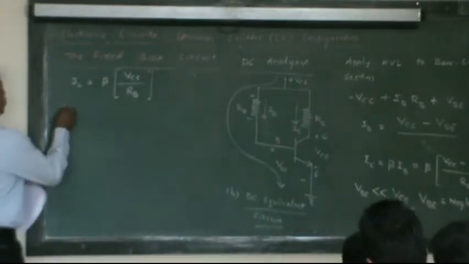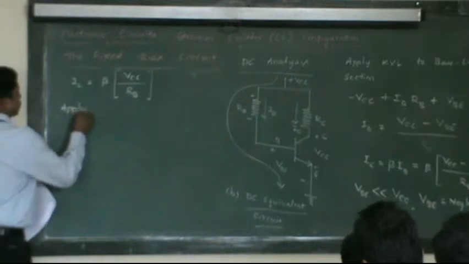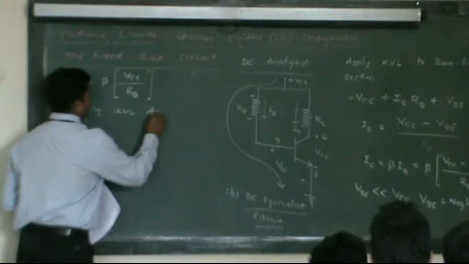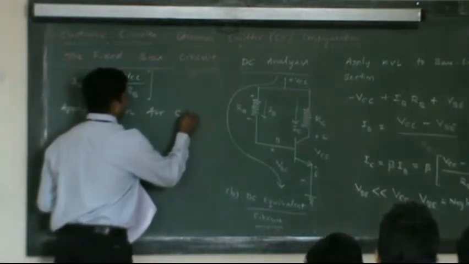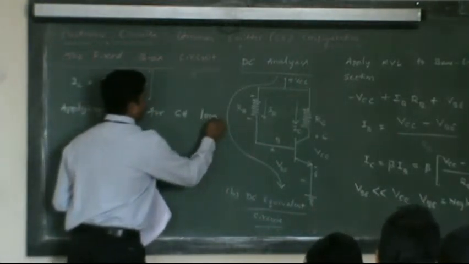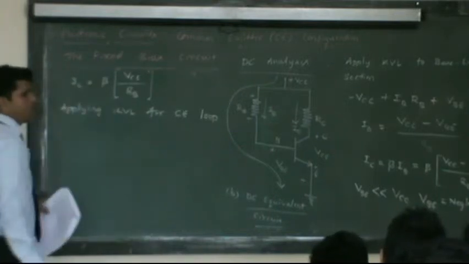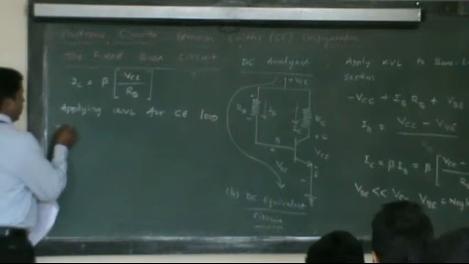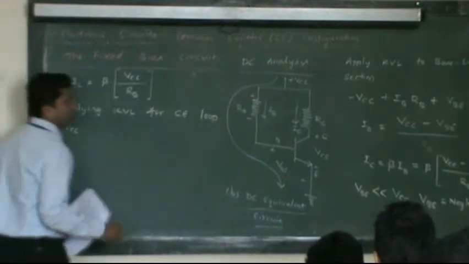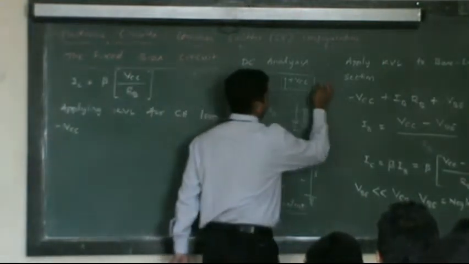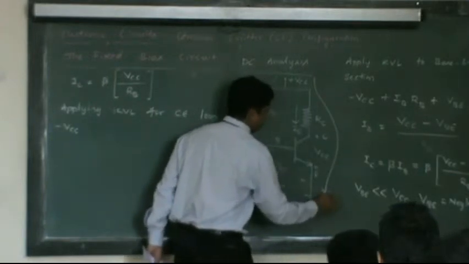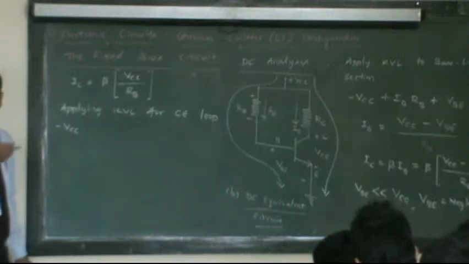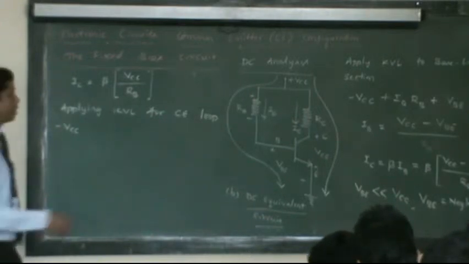So let us write it here. Applying Kirchhoff's voltage law for the collector emitter loop, what do you get? Again, we start by applying KVL, minus VCC. I am starting to move in this direction, from the negative of the power supply to the positive. That's why it is minus VCC.